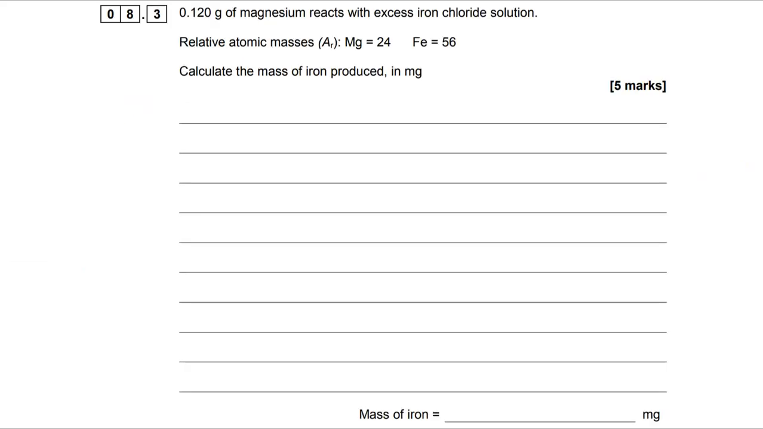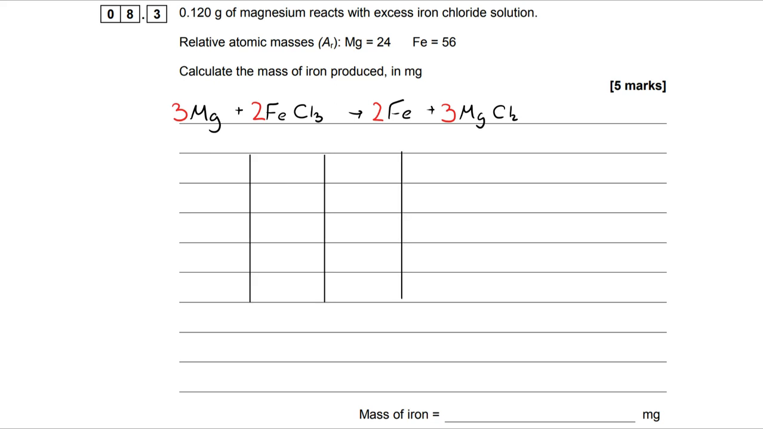On to 8.3, we've got 0.12 grams of magnesium reacting with excess iron chloride solution. So we're going to start off with the equation, and we've got Mg reacting with FeCl3 to make Fe and MgCl2. Now I need to balance this, and I'm going to start with the chlorines. Lowest common denominator of 2 and 3 is 6, so I need 2 FeCl3 and 3 MgCl2. And I then need to balance the magnesiums and the irons, which I've then done. This allows me to go ahead and do the reacting masses question.